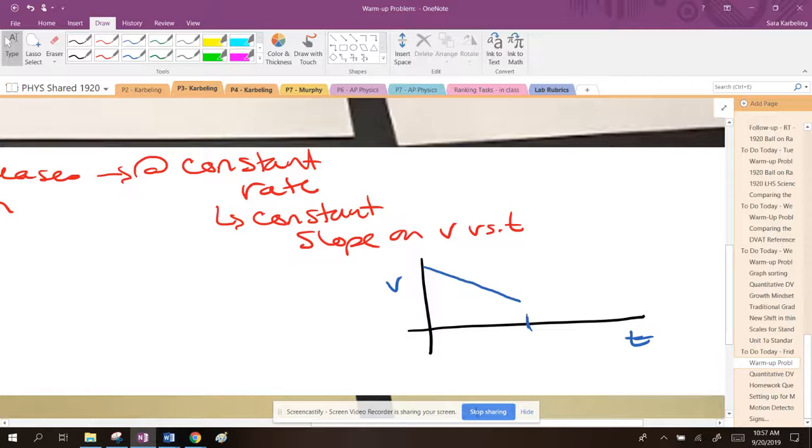What's your question? If it just stops in the middle of the graph, how do you know it kept going? I don't. I don't know anything about it. All I know is that I have this data. Is it just like it disappears? That's just when we stop taking data.